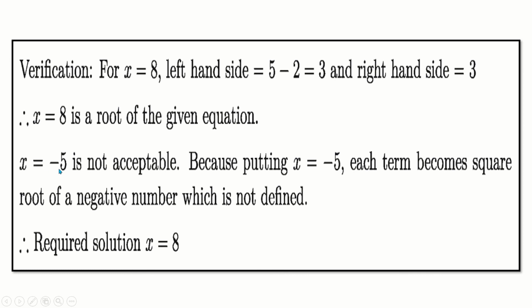Again, x is equal to minus 5 is not acceptable, because putting x as minus 5, each term becomes square root of a negative number, which is not defined. So here there will be only x is equal to 8, that is the required solution of this equation.